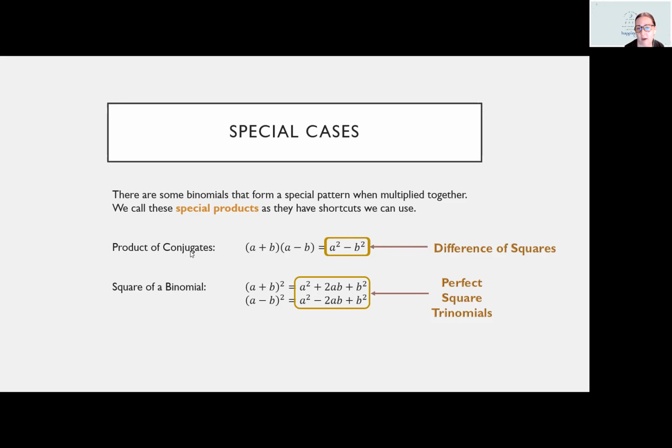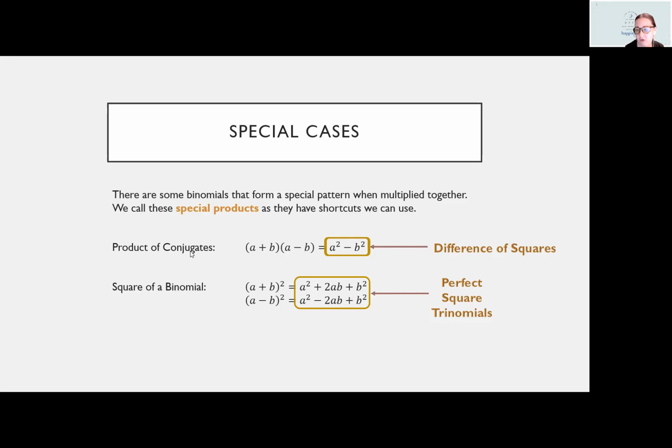Then the other one we have is what's called a square of a binomial, where you have something and it's squared. And this is where people tend to make mistakes. So I actually recommend that you stick with FOIL for those, because people tend to make mistakes when they try to use the formula to find it. But we will use the formula as well. We'll do both. But you end up with what are called perfect square trinomials.